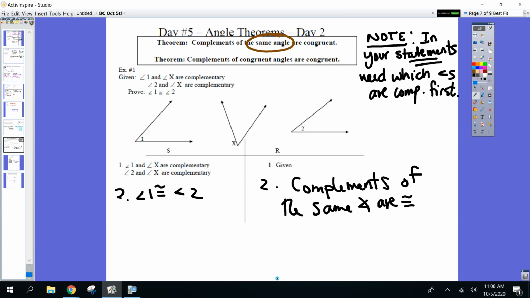Statements reasons. So those here, all I want you to do is the algebra. Okay? So you don't need to set up a statements reasons column.